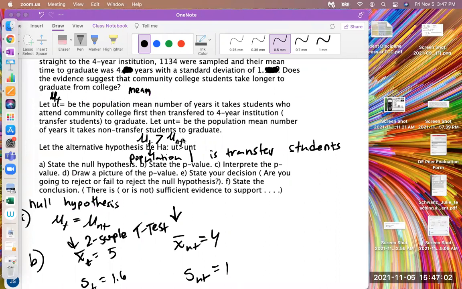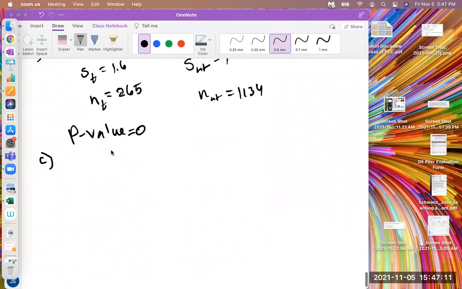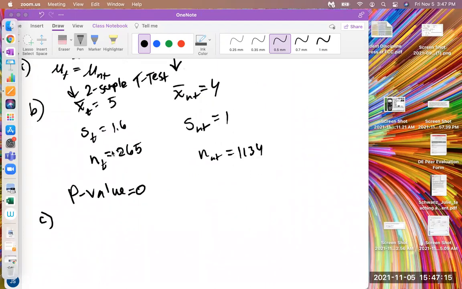And we found that, okay, the next step, we interpret the p-value. So the interpretation here is that the likelihood of these samples being from the same population having the same mean with that large of a difference is 0. The probability that they're from the same population is 0, which means that these are definitely coming from different populations with different means, which means that the Fresno City College transfer students do have a longer time than the other students.